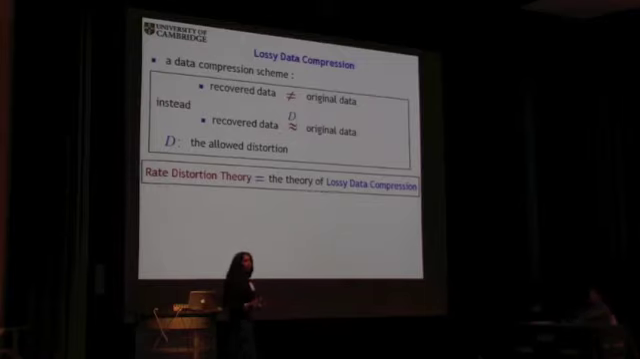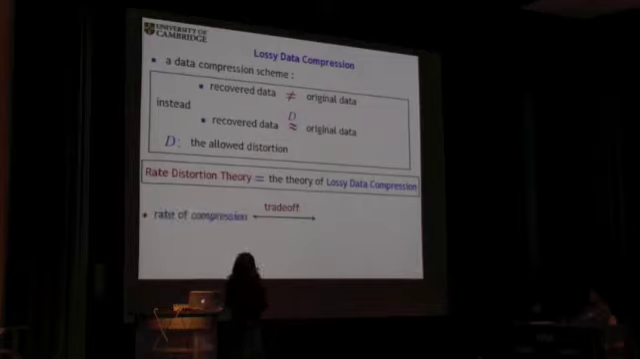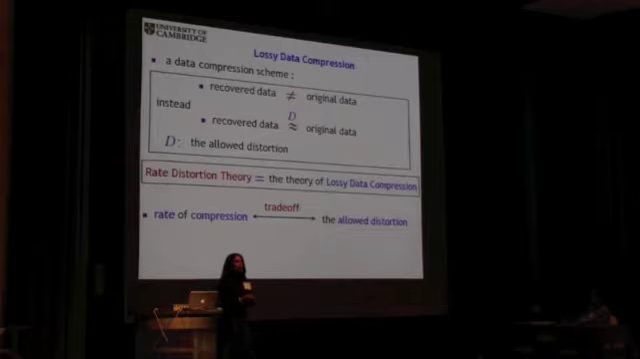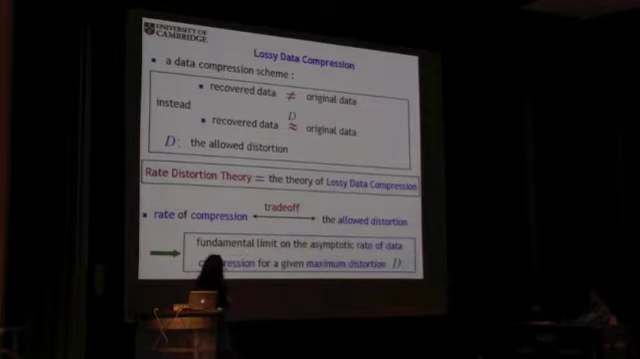So rate distortion theory, which was part of my title, is the theory of lossy data compression. It deals with the trade-off between the rate of compression and the allowed distortion. Obviously, if you allow a greater distortion, a larger distortion, you would be able to lower the compression rate. And this theory yields the fundamental limit on the asymptotic rate of data compression for a given maximum distortion d.